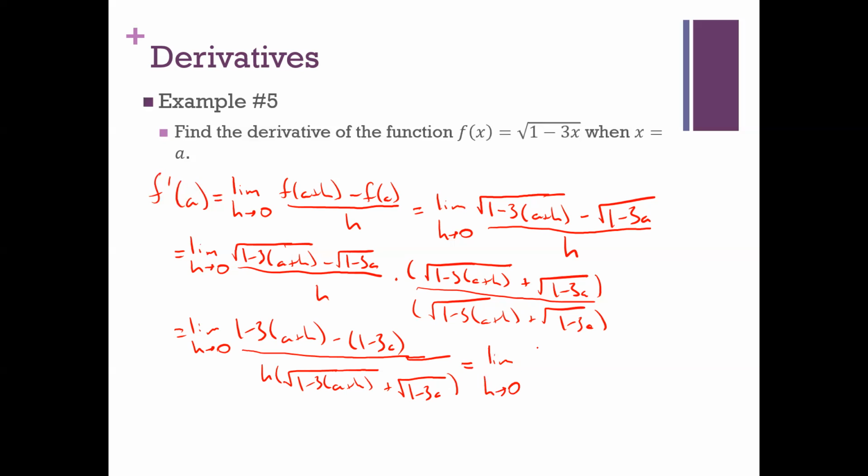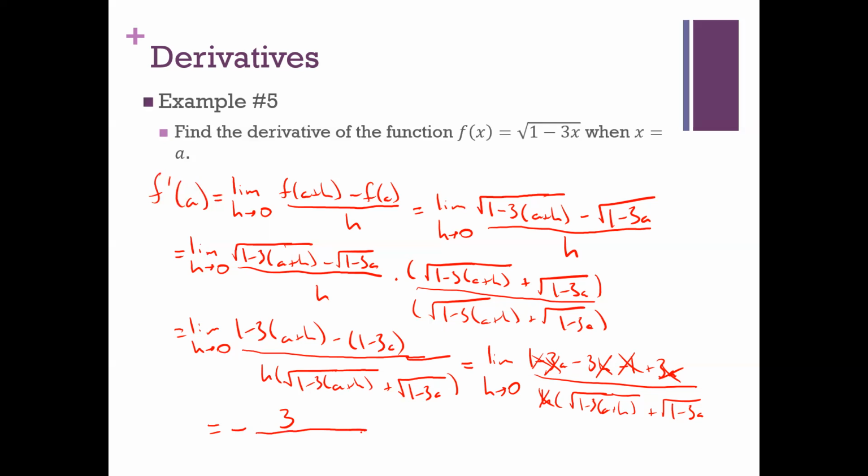So the limit as h approaches 0 of 1 minus 3a minus 3h minus 1 plus 3a, all over h times the square root of 1 minus 3 times a plus h, plus radical 1 minus 3a. So 3a minus 3a, 1 minus 1. Do we think it helped? Yes, absolutely. So this h cancels this one, and now can I evaluate the limit? Yes. What do I wind up with? Clearly negative 3 something, right? Negative 3 over.